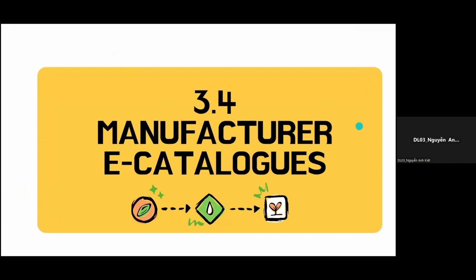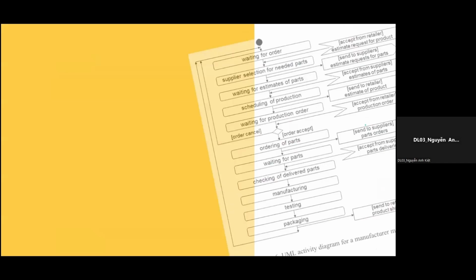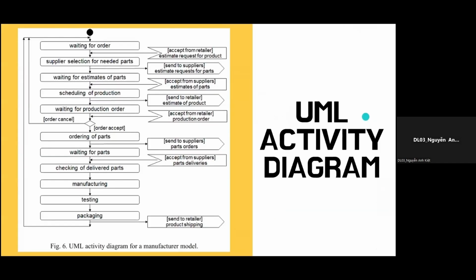Now we'll be moving on to the manufacturer e-catalog. This is a similar UML model. It also shows states of activities. These processes also make sure that information between departments is aligned accordingly, while preventing defects and waste. It shows activities as states from waiting for orders to waiting for production orders, and ends with testing and packaging.